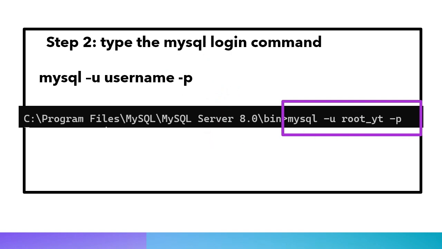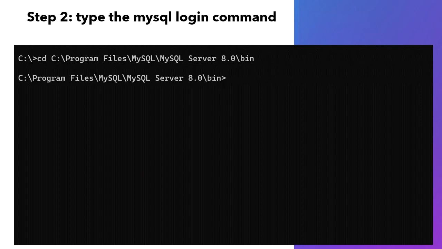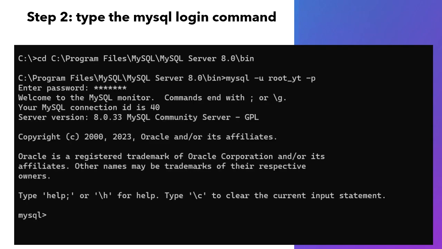After typing this in, you'll be prompted to enter the password. So as we can see in this, here, we type in the username. My username is root yt, and then -p. We are prompted to enter the password. Enter the password. And as you can see, we have entered into the workbench.